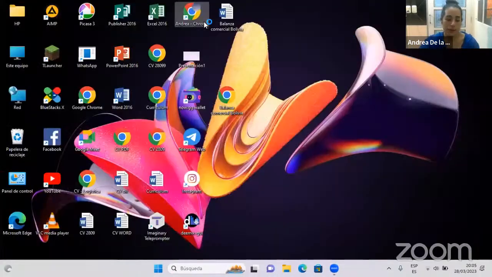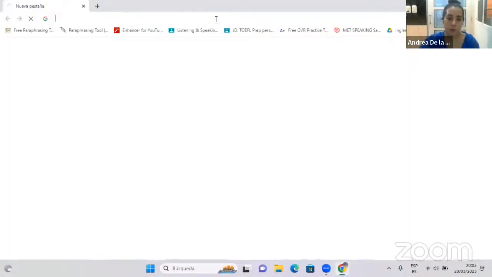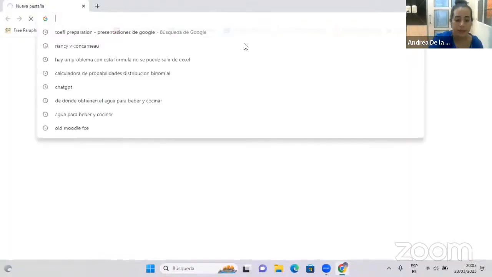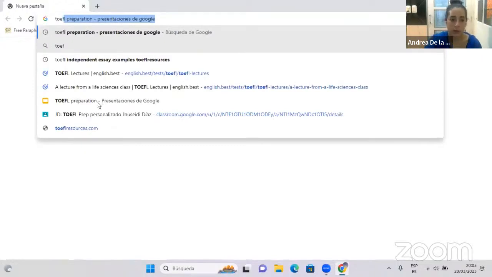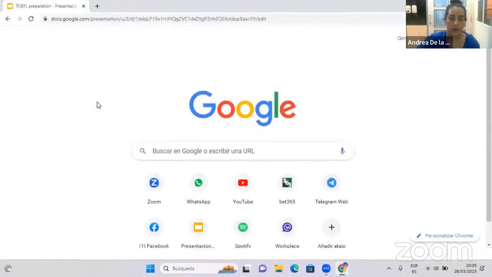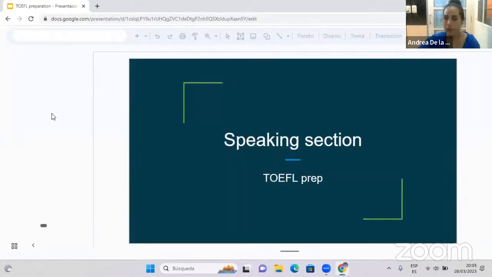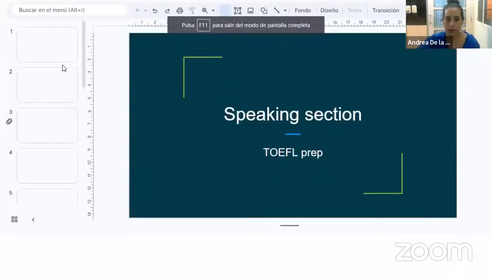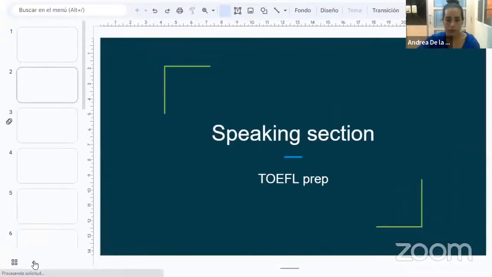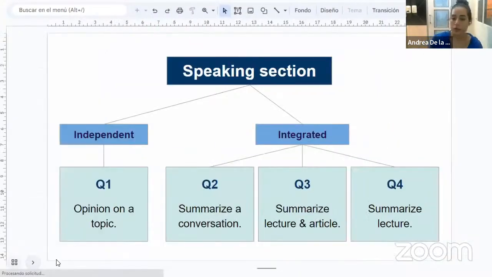So in the speaking section of the TOEFL test, I was saying we have a total of 4 questions. Okay, each one is different than the other, so we need to see them all separately. Yes, so we have 4 questions in the speaking section. So these are the 4 sections.